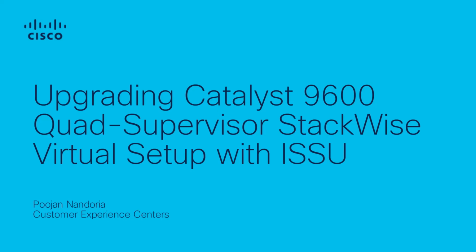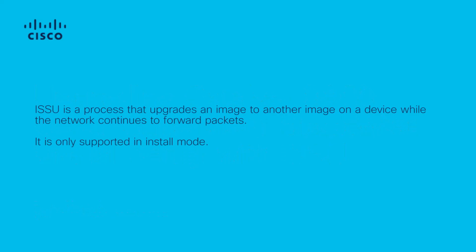In this video, I'm going to demonstrate the steps to perform an ISSU upgrade on a Catalyst 9600 Quad-Supervisor StackWise Virtual setup. ISSU is a process that upgrades an image to another image on a device while the network continues to forward packets. It is only supported in install mode.